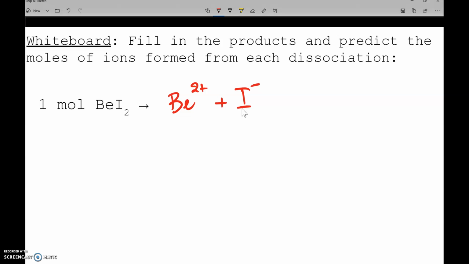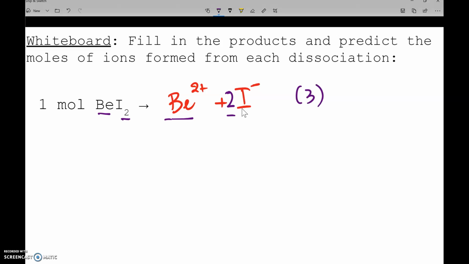And now we're going to balance it. So right here you've got 1 beryllium, 2 iodines, only 1 here, so you're going to put a 2 in the front. Okay, that means we have a total of 1 plus 2, we have a total of 3 moles of ions.